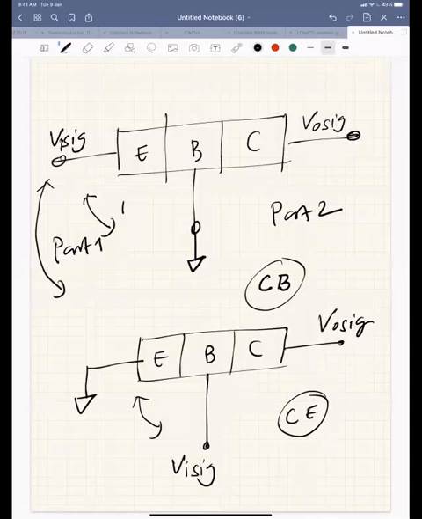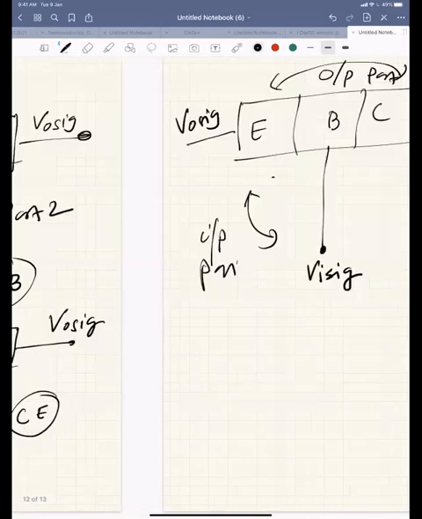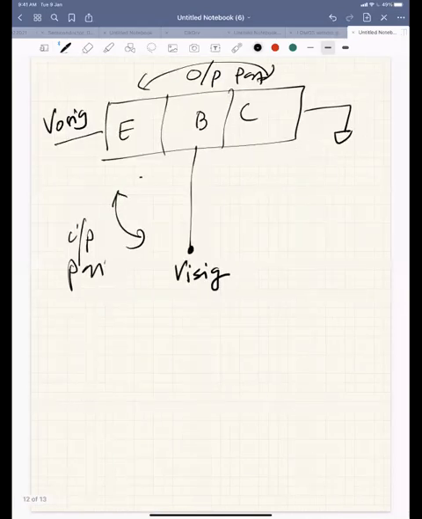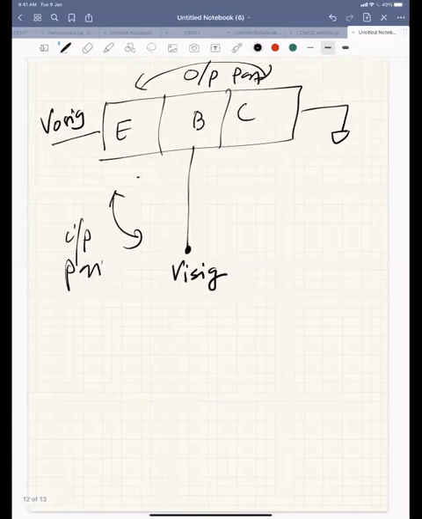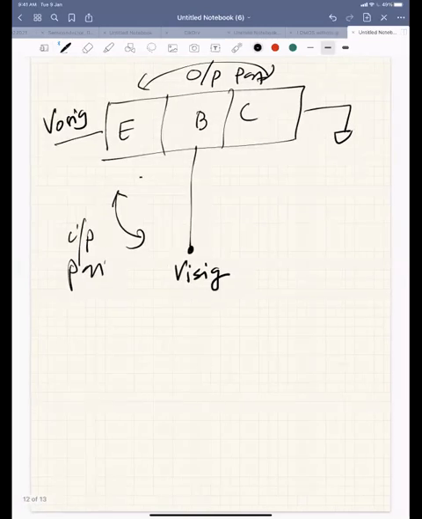In the case of common base, you take your output from collector. In the case of common emitter, you take your output from collector. In the case of common collector, you take your output from the emitter, right? So this part needs to be very clear because we'll have 3 configurations: common base, common emitter, and common collector. So to summarize, I have common emitter, common base, common collector configurations, right?